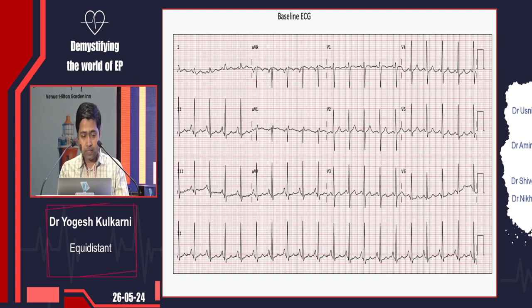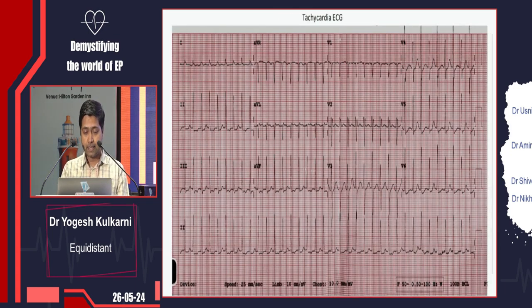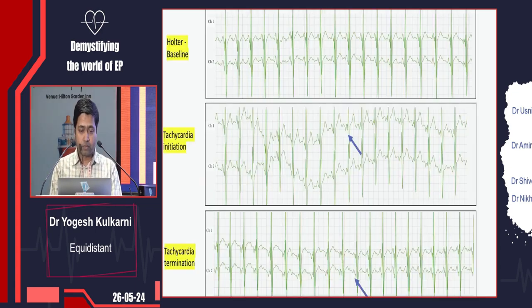So this is a baseline ECG which is showing sinus rhythm, and there is no pre-excitation in this ECG. And this is her tachycardia ECG, which is showing a narrow complex tachycardia, but the P wave morphology was not clearly visible here. So we directly went for a Holter to get more information about the mechanism of the tachycardia.